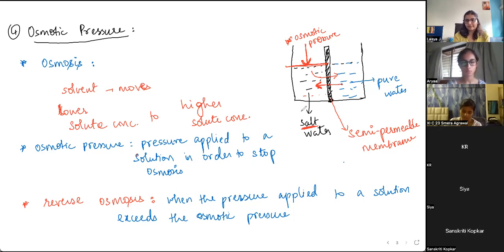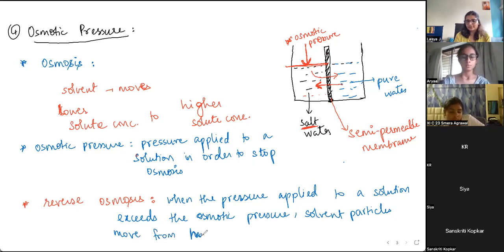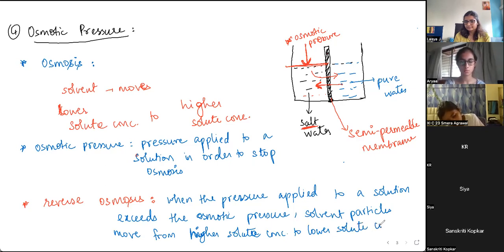Okay. Now, reverse osmosis: when the pressure applied to a solution exceeds the osmotic pressure, if you put it more than the osmotic pressure, then the motion of the solvent particles will reverse. So solvent particles start moving from higher solute concentration to lower solute concentration. This process, that reverse motion, because it's the opposite of osmosis, is called reverse osmosis.